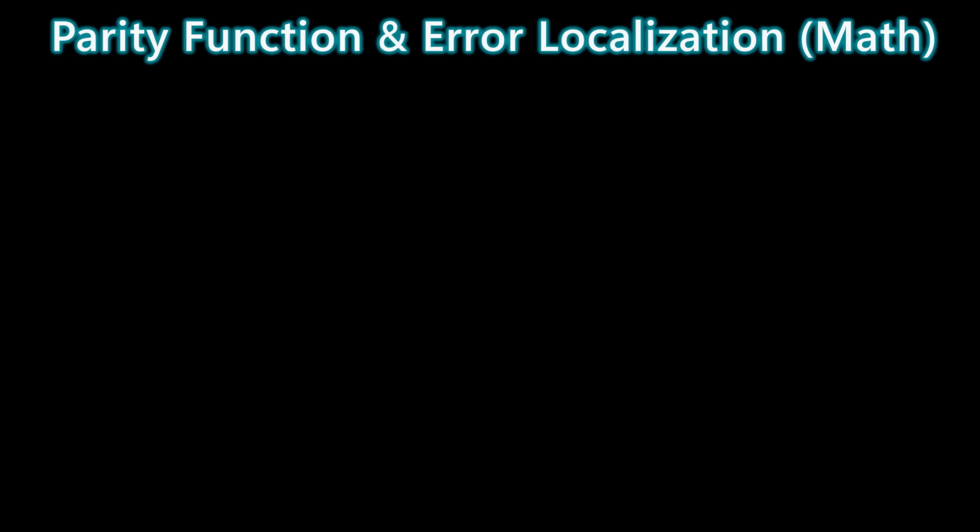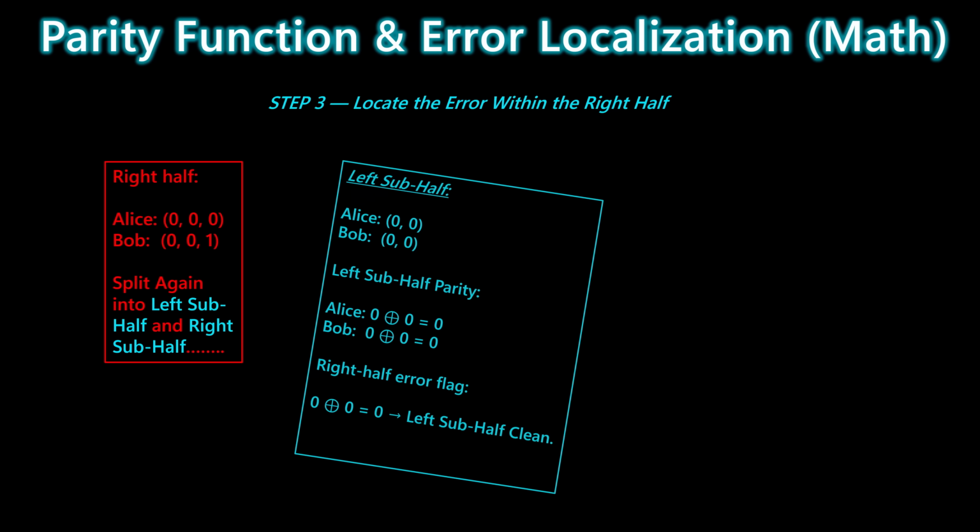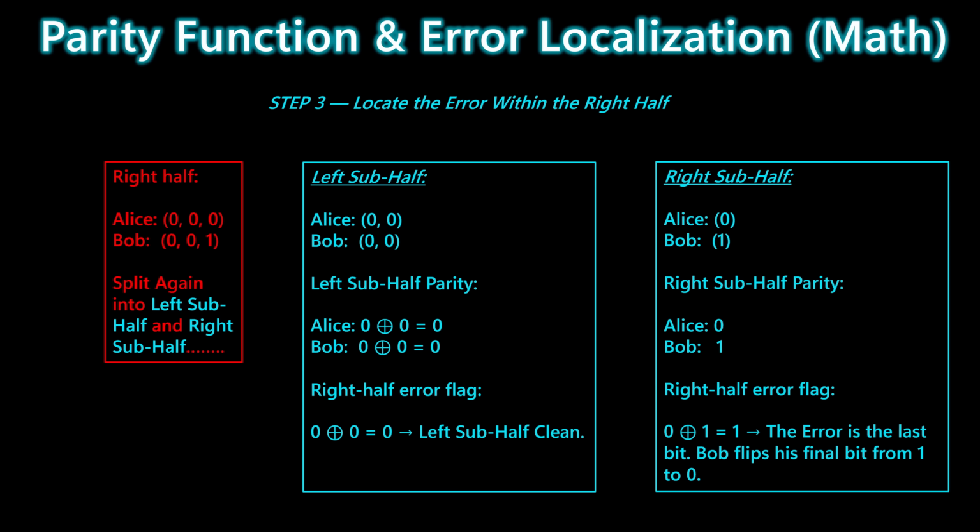Now that Alice and Bob have narrowed the problem down to the right half, they repeat the exact same strategy. Split it again, check parities again, and see which side fails the test. On the left subhalf, both of them have the same 2 bits. When they compute the parity there, everything matches. So this subhalf is clean. No need to look at it further. But on the right subhalf, they immediately see a difference. Alice has a 0, Bob has a 1. The parities disagree, which tells them, with complete certainty, that this single bit is the source of the error.